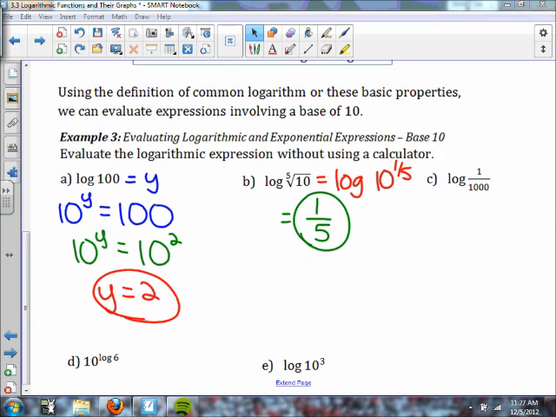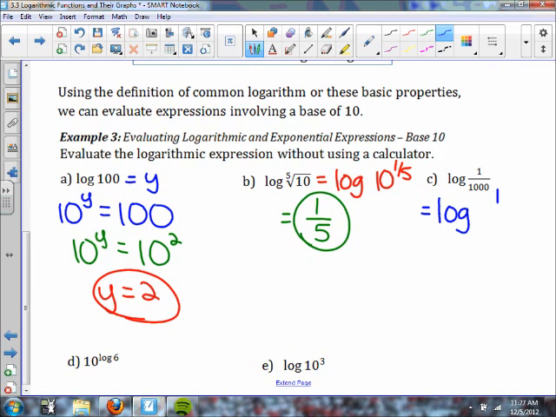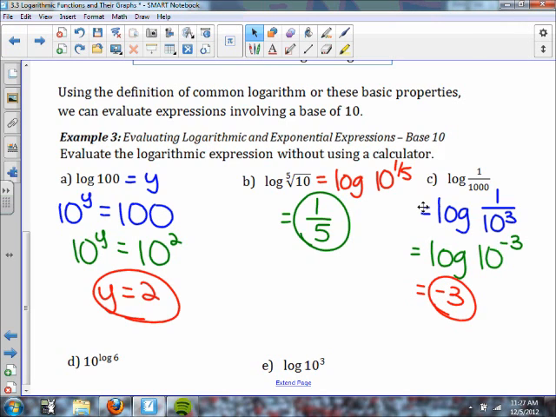All right, with log of 1 over 1,000, we can rewrite this as log of 1 over 10 to the third, which could be rewritten as log of 10 to the negative third, which means this will equal -3. Now you can also do it like we did in problem A, where it equals y. That means 10 to the y will equal 1 over 10 to the third, so 10 to the y will equal 10 to the negative third, which means y will equal -3 also.